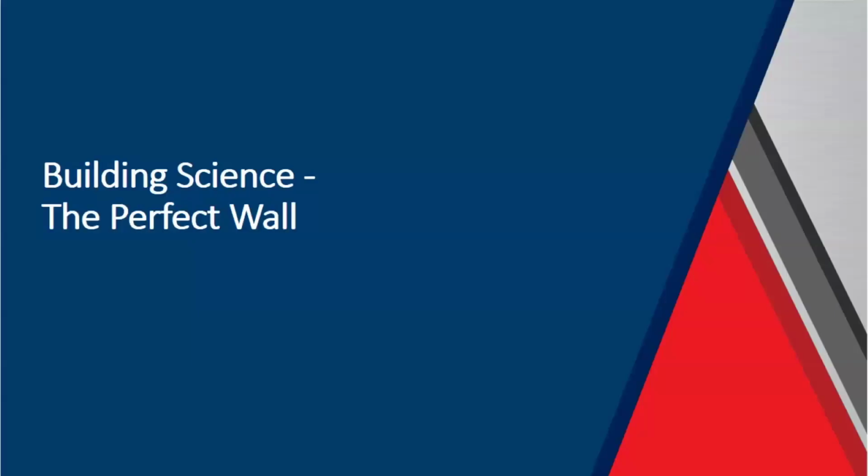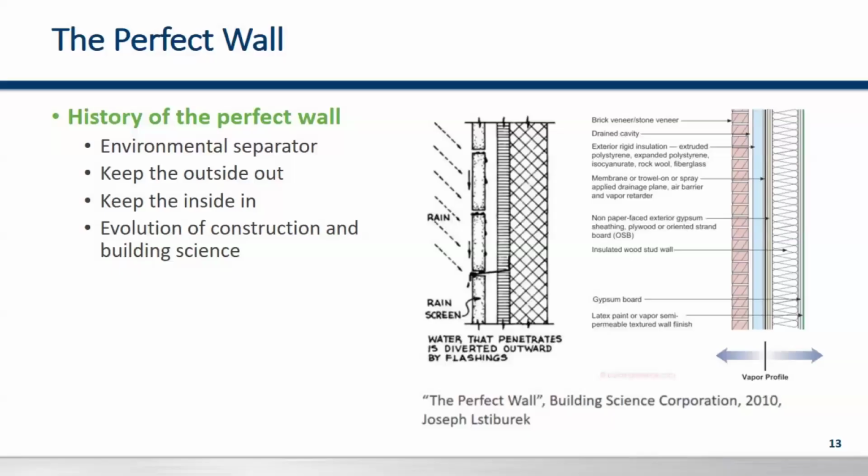So we'll dive right into it. But first, we have to start with building science. We have to create the perfect wall. When we look back in history, that perfect wall was rocks. Man used rocks to create a wall to keep the environment on the outside. And that's what a wall is. We are trying to keep the exterior on the exterior and the inside on the inside. In summary, it's an environmental separator.